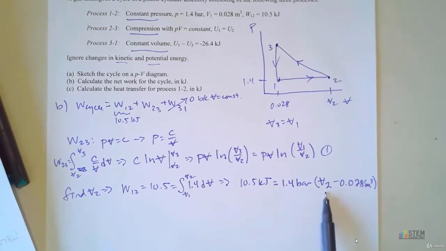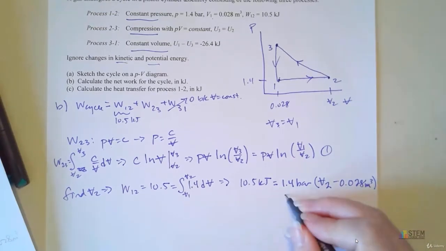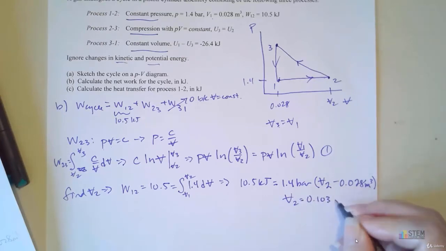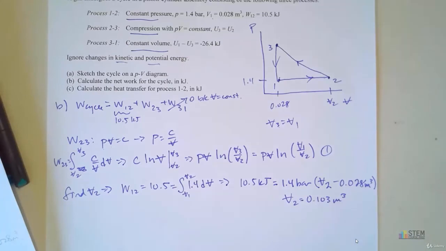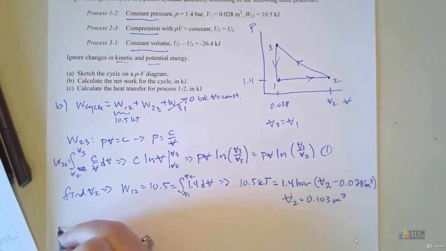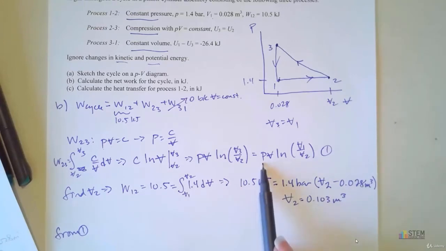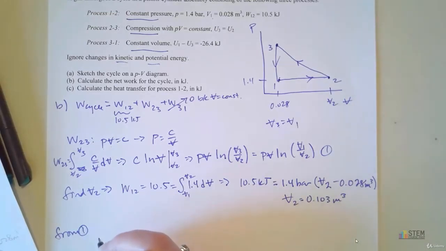Now we've got this. So our unknown here is V2, so we can use this to solve for V2. So V2 is going to be 0.103 cubic meters. Now we'll take this, use it in equation 1. All right, so for P, let's go ahead and use the pressure that we had, which was 1.4 bar. Now I want to convert that over from bar. I want that to be in kilojoules. So this is P1.